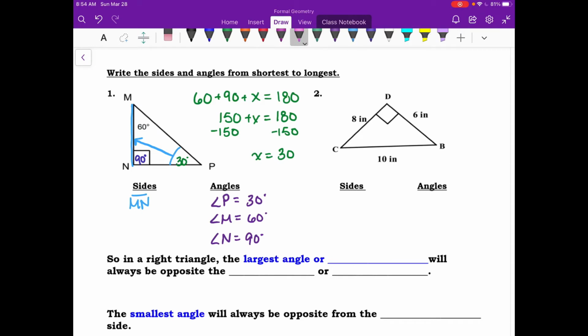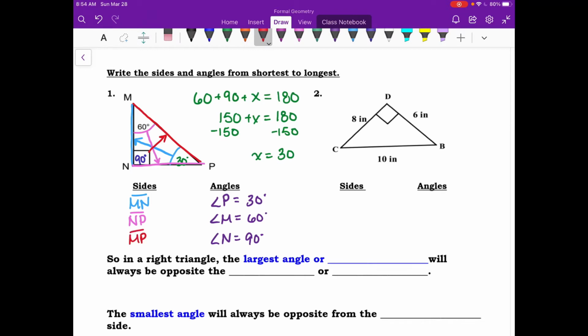My medium angle is the 60-degree angle, and the side opposite that one is side NP. So NP is the next one. And my longest side is opposite my 90, or my largest angle, which is side MP.